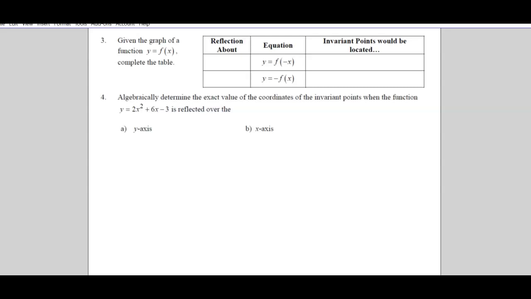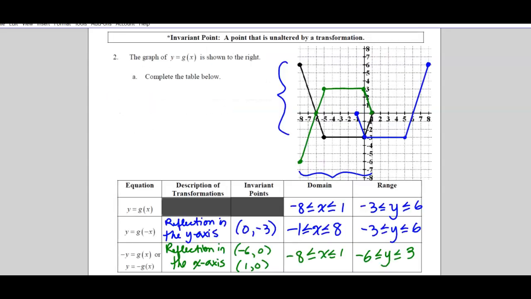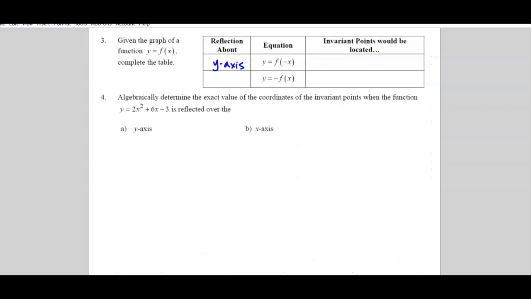So actually, maybe you want to look back at the last one. If we are replacing x with negative x, that's a reflection about the y-axis. So when we reflected this about the y-axis, we got the blue one. Where was that invariant point? It was on the y-axis. So any y-intercepts will be invariant when you reflect it in the y-axis.